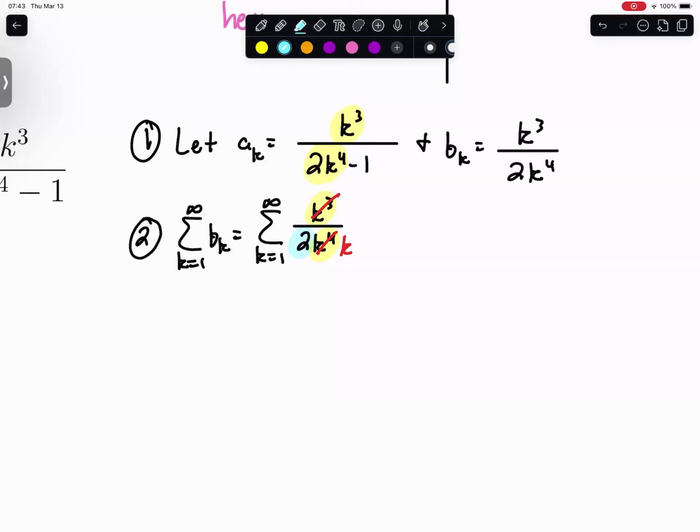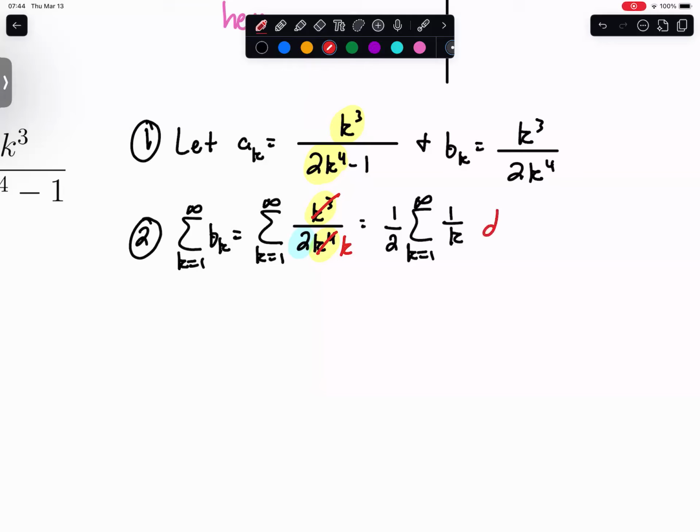Also notice that 2 is not dependent on my index k. That means I can pull that 2 in the denominator out of my series. If I do that, I can simplify my sum to be 1/2 times the sum from 1 to infinity of 1 over k. And now I can determine whether I have a convergent or divergent series because I have a p series, my p is 1. So by the p series test, I can say that this series diverges.